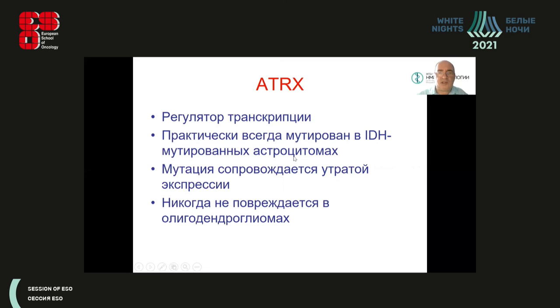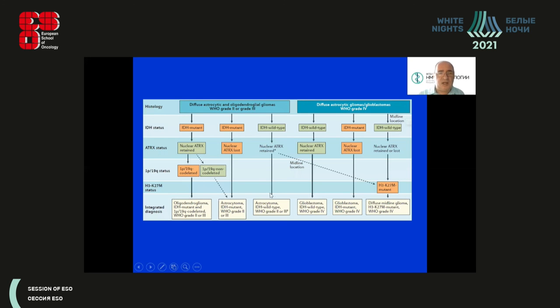Another gene which also can be applied in diagnostics is a transcription regulator. What's most important here is that it is most frequently mutated when IDH is mutant, and there is a loss of expression of this gene. The mutation of ATRX is accompanied by this change, and a great number of immunohistochemical laboratories practice analysis of this ATRX status to diagnose the glial tumors.